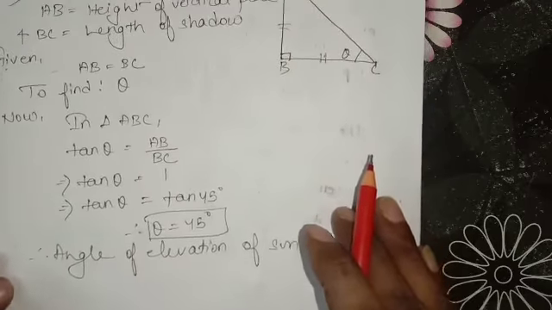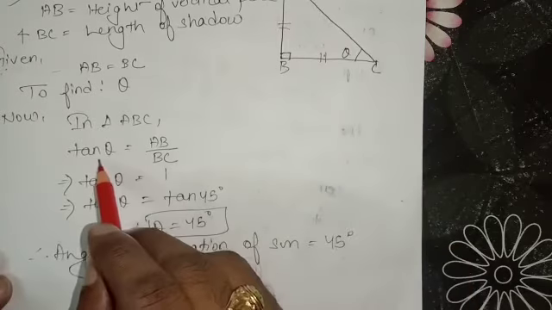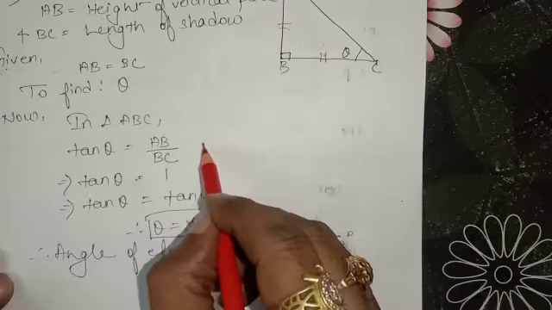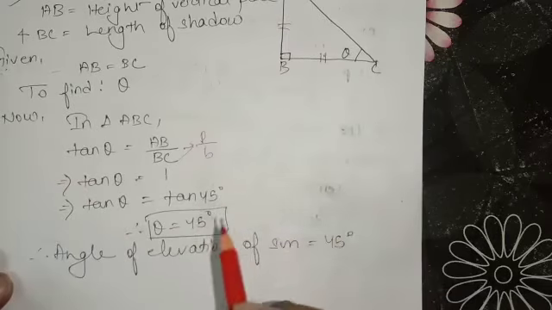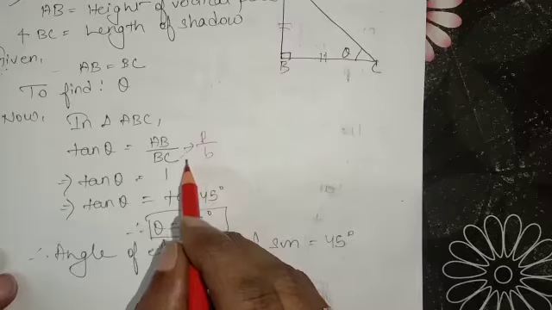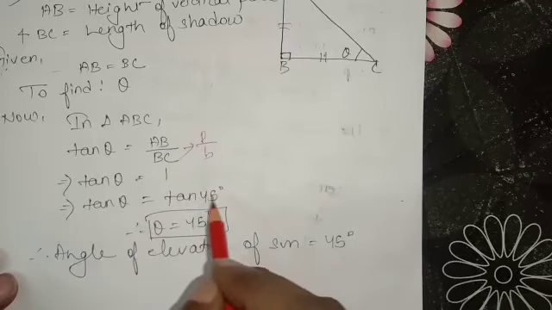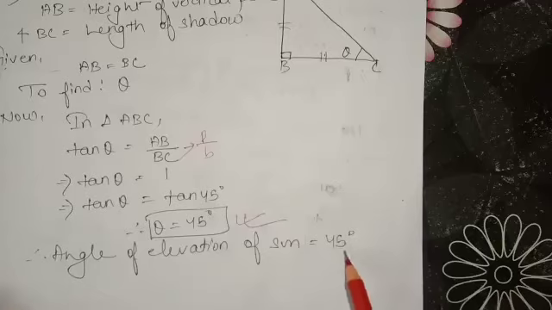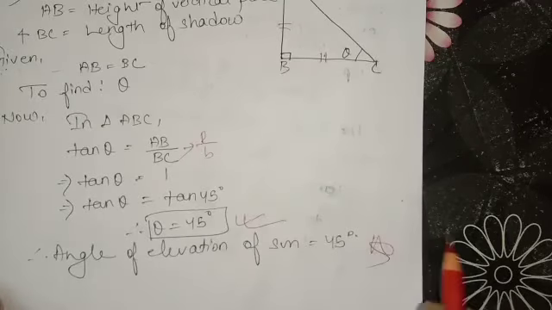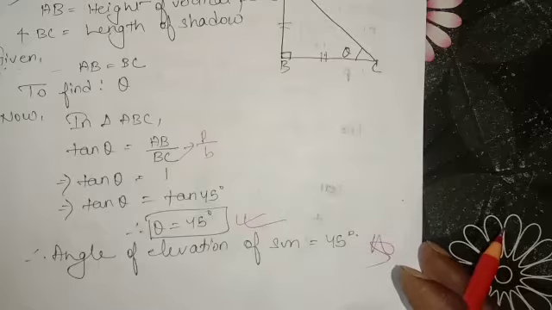In the right angled triangle, you have to apply tan theta. Tan theta is equal to how much? P by B. P means AB here, base means BC. Both are equal, so this will be 1. tan 45 is 1, so theta is equal to 45. Therefore, the angle of elevation of the sun is 45 degree. This is the answer of number 4. Let us go to the next number.